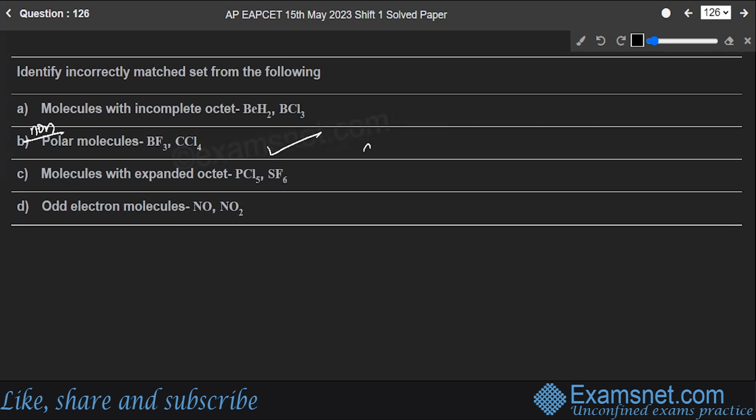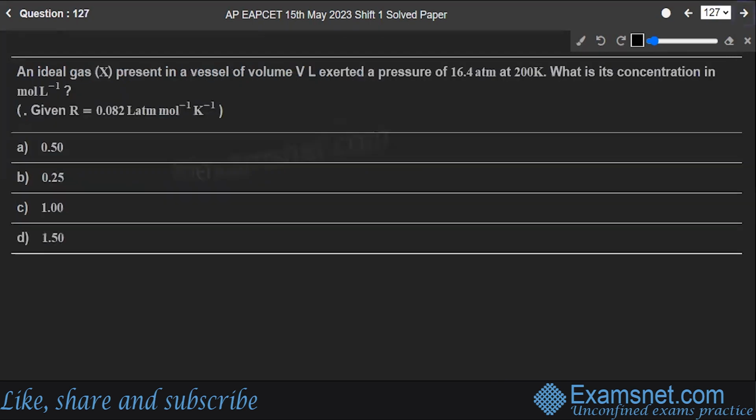So this is the right answer. This is the incorrectly matched pair. Option B is the correct answer to the question because this is wrong. Next is question number 127. An ideal gas X present in a vessel of volume V L exerted a pressure of 16.4 atmospheres at 200 Kelvin. What is the concentration in mole per liter?